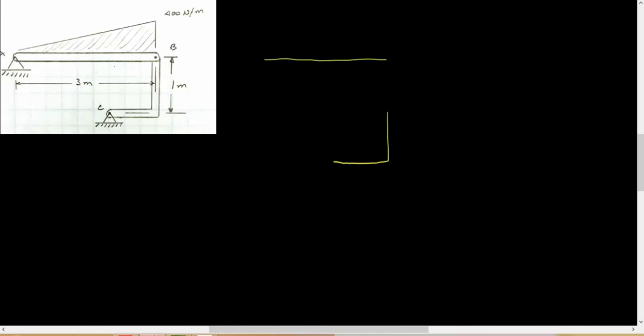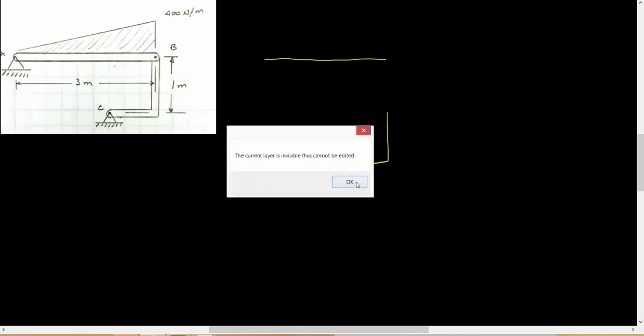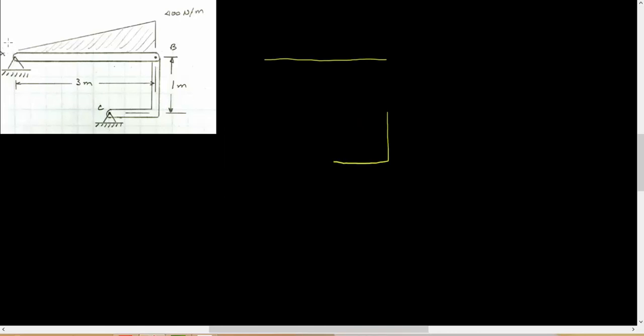This is chapter 6.4. We are continuing. We have an example of a frame on the screen, and we have points. This is point A. Then we have point B and point C.